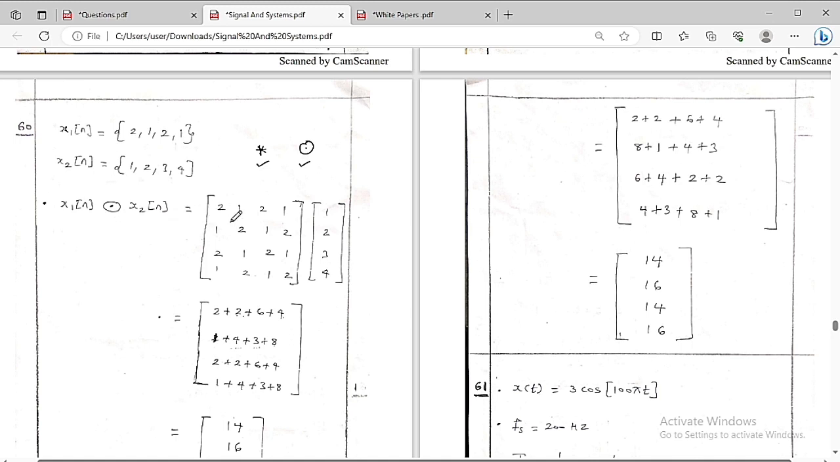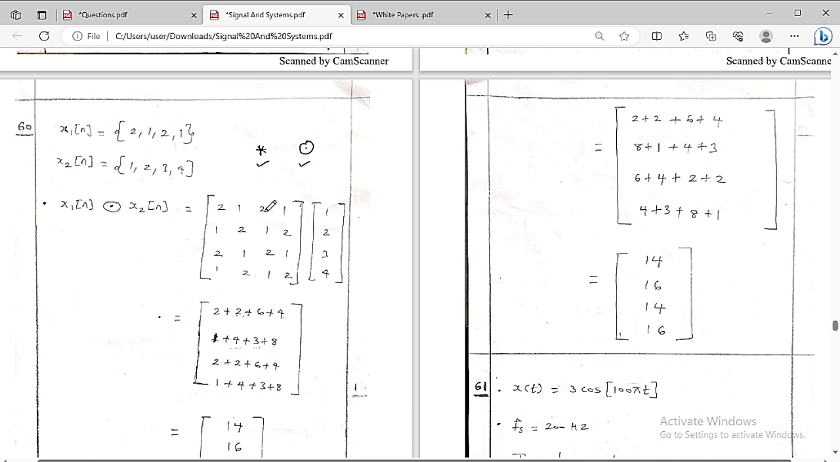So how do we do this? This circular convolution also satisfies the commutative property, so we can do it in the reverse process also. First I will take x1 of n, whose elements are 2, 1, 2, 1. Then I will write 2, 1, 2, 1 again, then 2, 1, 2, 1, then 2, 1, 2, 1, which means every row is shifted by 1 unit.